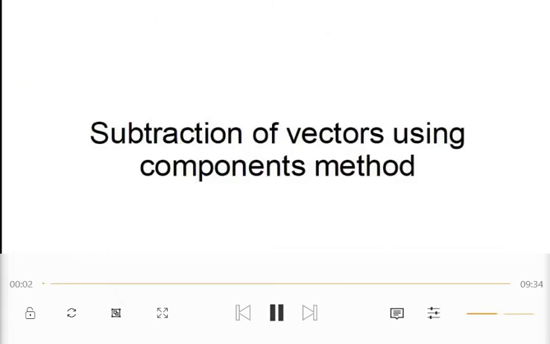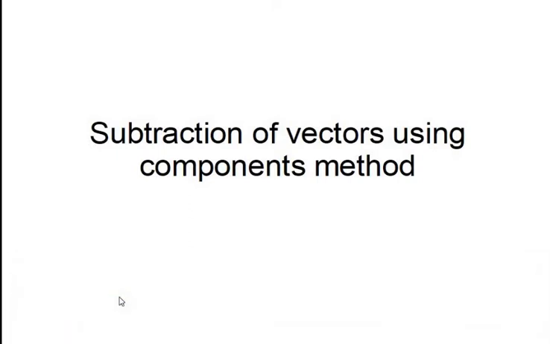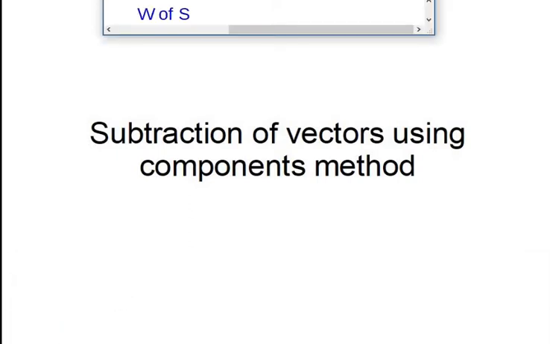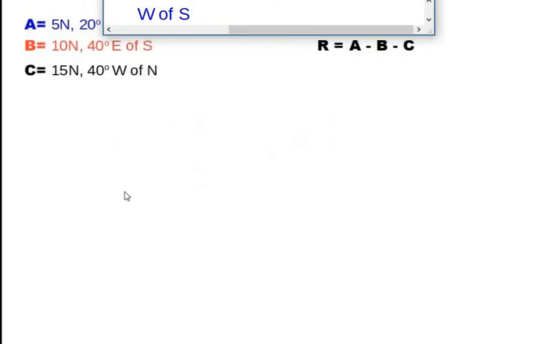Sa aning nga video, atong i-discuss ang subtraction of vector using components method. Say for example naa tay vector A, B, and C. And ang atong kuhaon, i-solve nato ang resultant vector ani niya A minus B minus C. So unsa man nato pag-solve karon using aning components method.